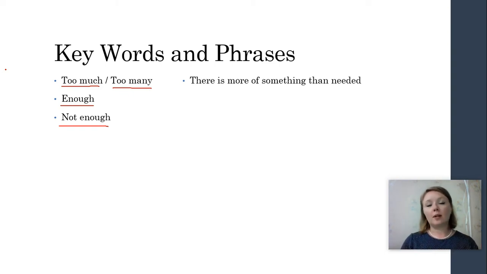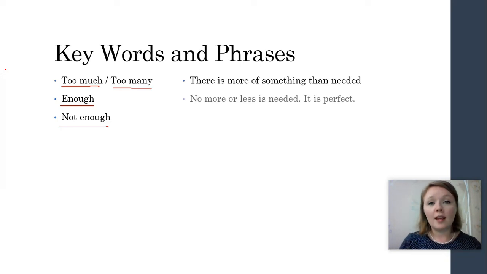So, for example, if I am talking about a problem, I could say, oh, in summertime, there are too many mosquitoes, right? Oh, too many in summer. I hate them. Next, there's the word enough. If I have enough of something, that means I don't need more and I don't need less. It's perfect. I have enough.